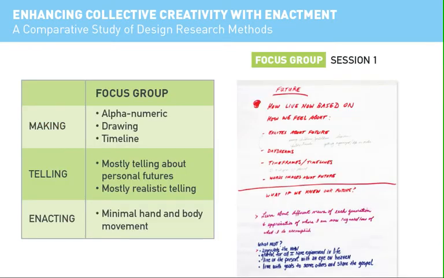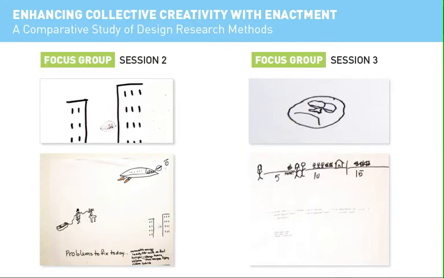Let's look through the highlights. Okay. So focus group session 1, people were using mostly words. So they have a pen and paper, and they're talking about their own personal futures. Session 2 in the focus group, people made a robot butler, and they're visiting other planets, but most of the time they spent talking about problems that we need to fix before we can think about the future.